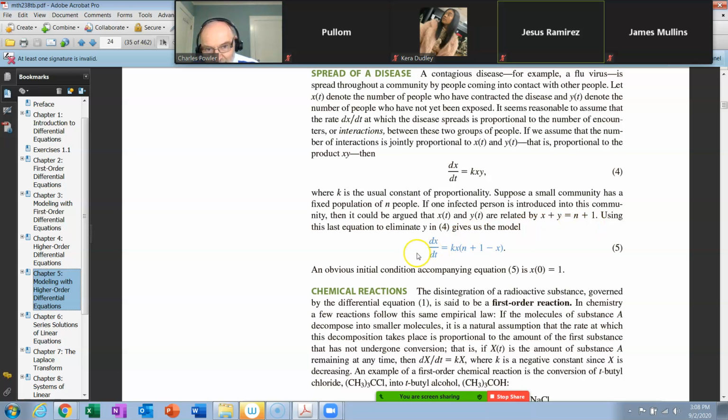And using that last equation to eliminate y, which was the number of people not infected up here, you get a function of x and x alone. See, here you had x and y over here, but only x here. So dx/dt is equal to kx times (n plus 1 minus x). Rather strange, but that's how it worked out. And the obvious initial condition was that at t equals 0, you had one infected case.